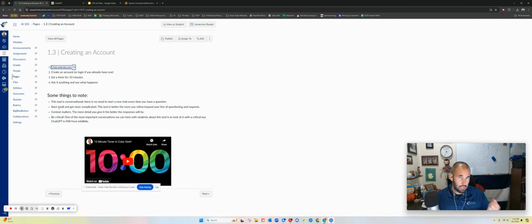Starting small is always a good idea, right? Don't have to be some sort of huge complex task. That's what we're going to get into with prompt engineering next. The more detail you can give it, awesome. And always look at this with a critical eye.